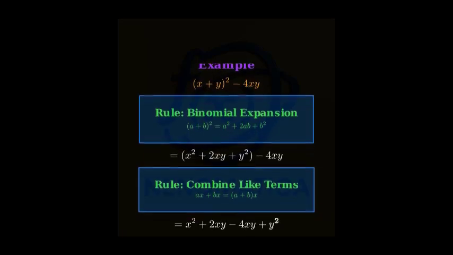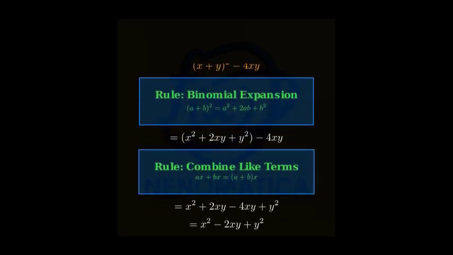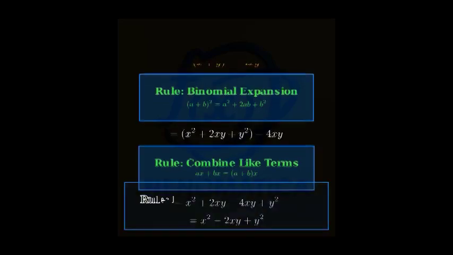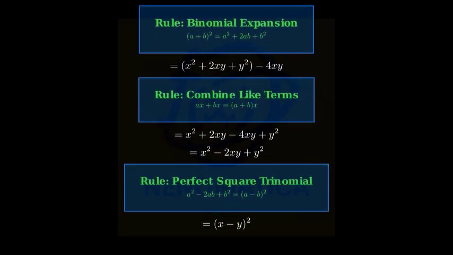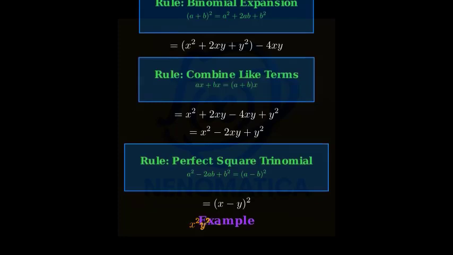We have 2xy from the expansion and minus 4xy. So we have 2xy minus 4xy, which equals negative 2xy. Looking at our expression, we now have x squared minus 2xy plus y squared. This is a special pattern known as the perfect square trinomial, where we have a squared minus 2ab plus b squared, which equals (a minus b) squared. Let's move on to our second example.